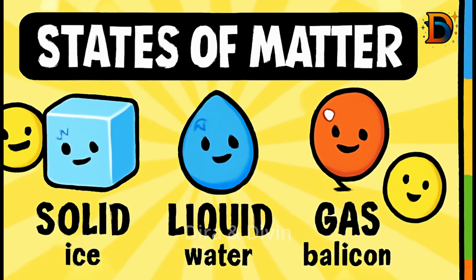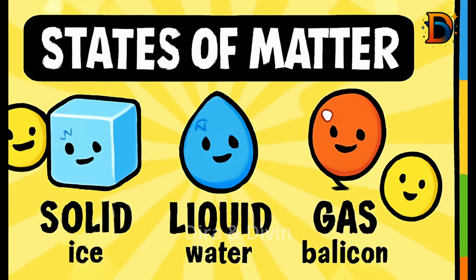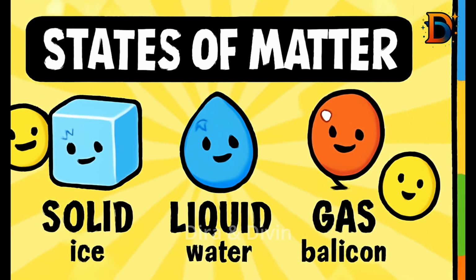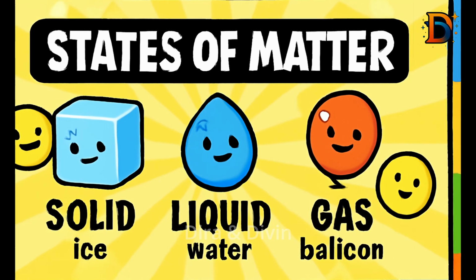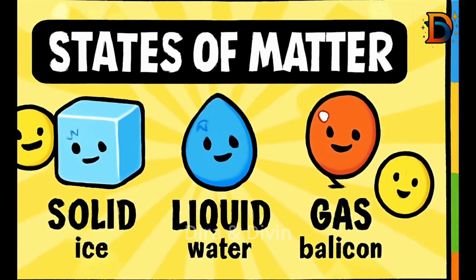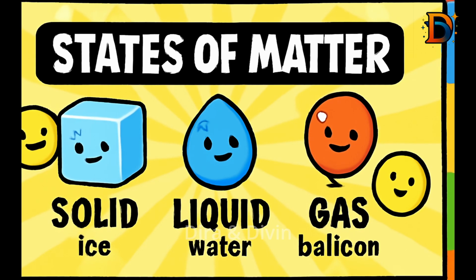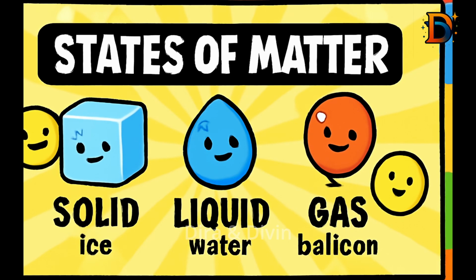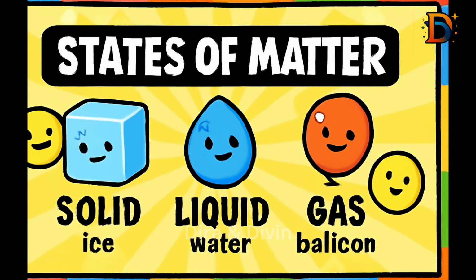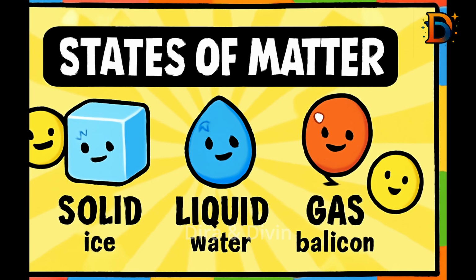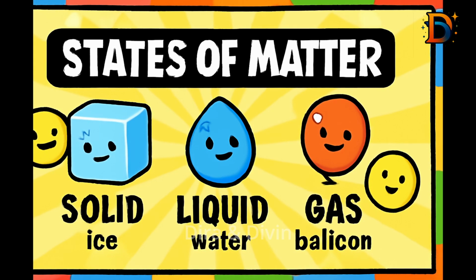Everything you see, touch, and use is made of matter. Matter is anything that has weight and takes up space. Matter can change how it looks and behaves, and we call those different forms the three main states.